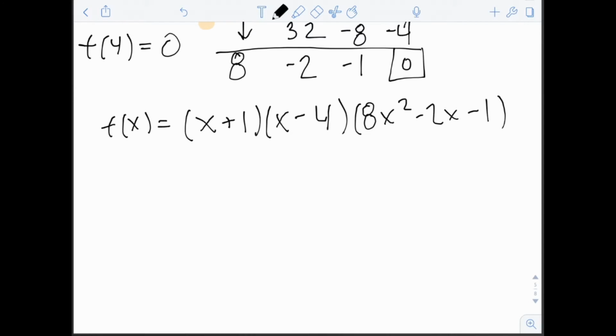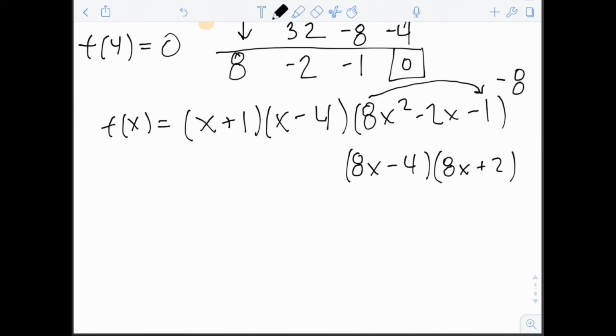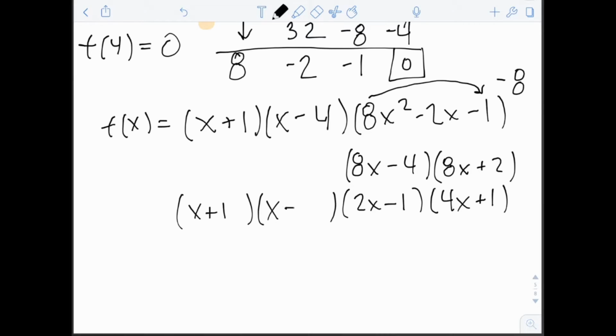Alright, and now we want to see if we can factor this 8x squared minus 2x minus 1 out. So let's go ahead. 8 times the negative 1 gets me a negative 8. So in other words, we want two numbers that multiply to negative 8, and added or subtracted gets us this negative 2. In our case, this will give us negative 4 and a positive 2. Let's go ahead and reduce. This first one will reduce to 2x minus 1, and then our second one will reduce to 4x plus 1, leaving us with our entire result. We'll have the x plus 1, the x minus 4, and then our factored out portion into linear terms, and this is going to be our f of x.